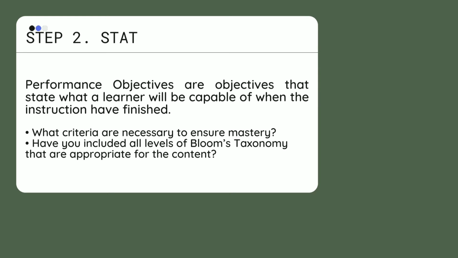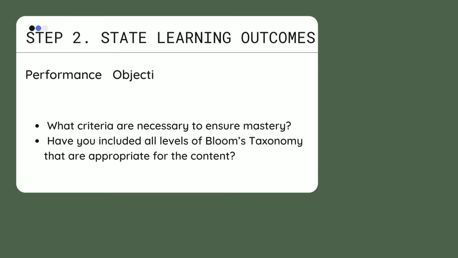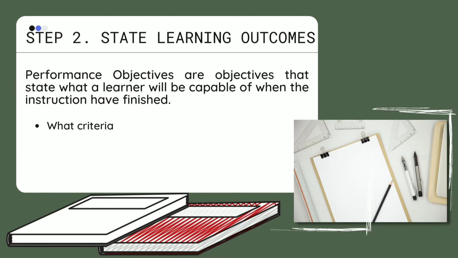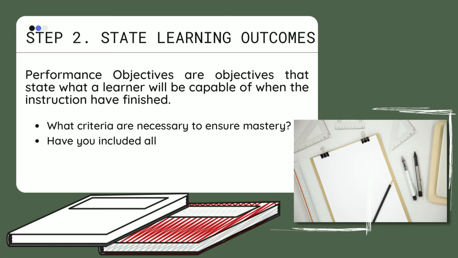Step 2. State learning outcomes. Objectives state what a learner will be capable of when the instruction has finished. Student performance objectives should specify exactly what you expect students to be able to do or learn by the end of the instructional unit. In this step, you must not only create performance objectives but also critically evaluate whether they are specific, measurable, achievable, realistic, and anchored with a time frame.